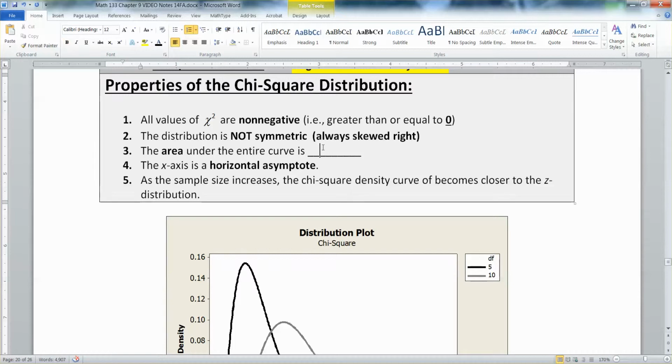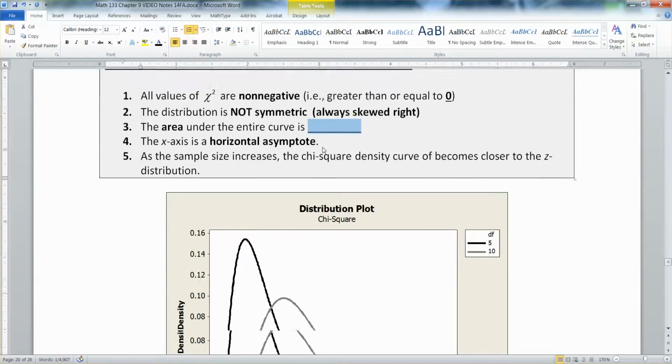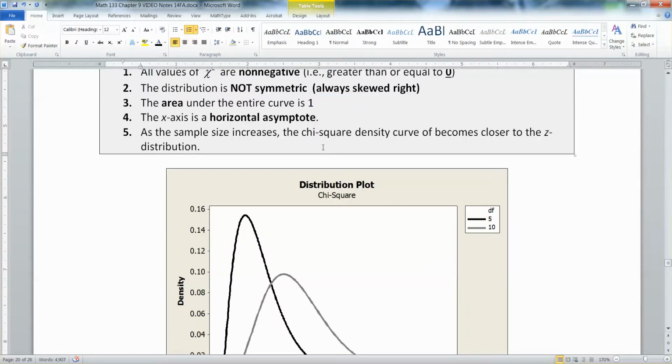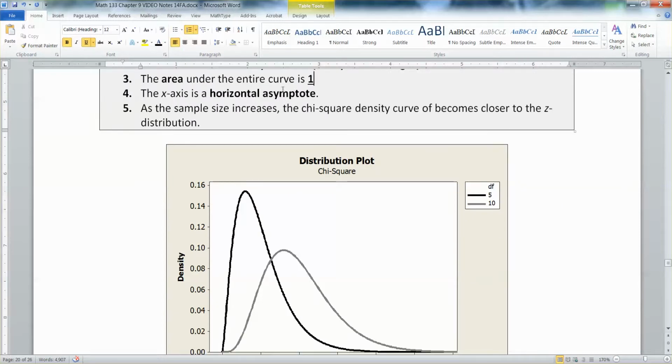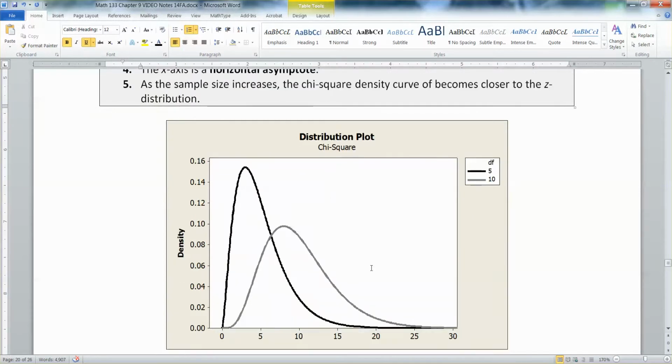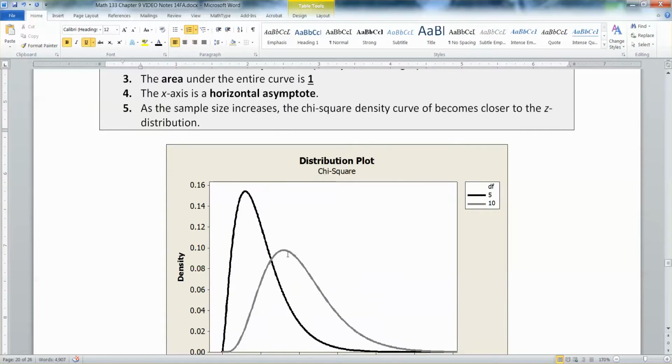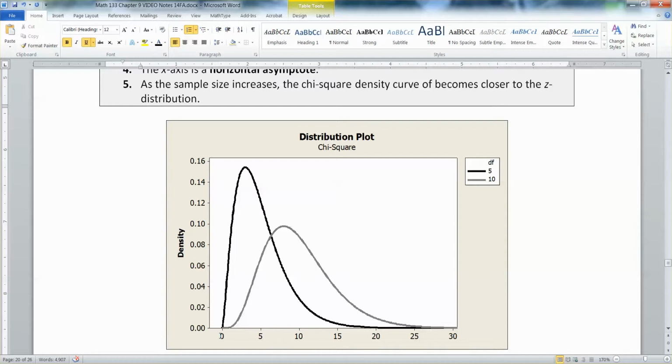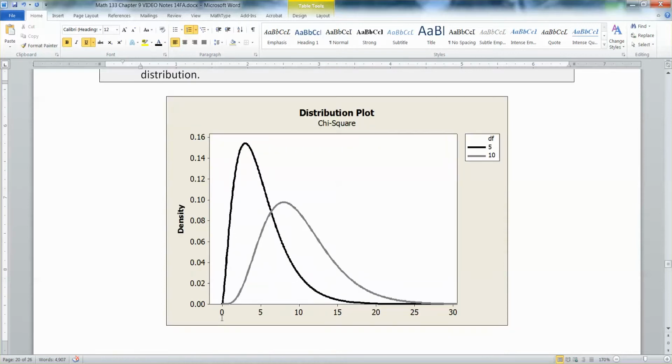But these are still probability distributions, and since they're probability distributions, the area under the entire curve must always be 1. There's nothing else we learn from chapter 5. It's that the sum of the probabilities of the sample space must be 1. Now the x-axis is a horizontal asymptote, but really generally on the right-hand side over here. A little bit on the left, but it stops. They never go past 0, so they're always going to stop right here.